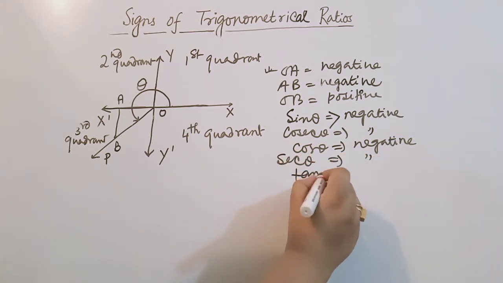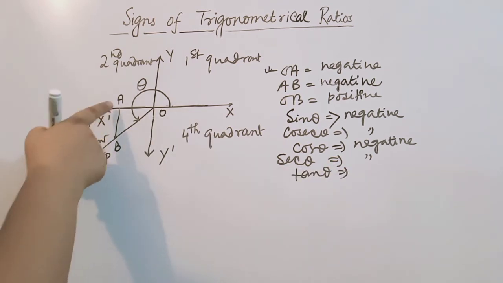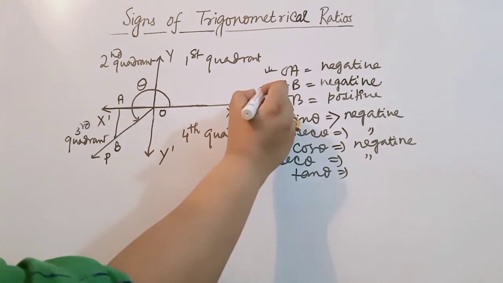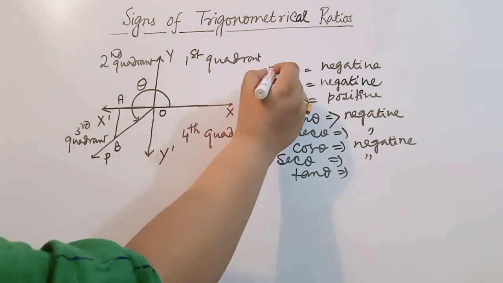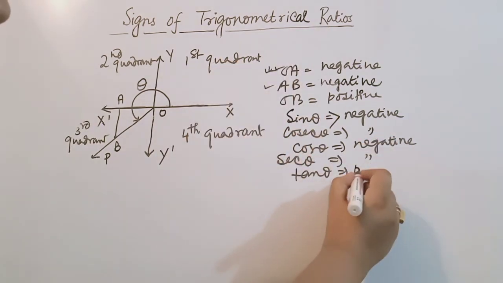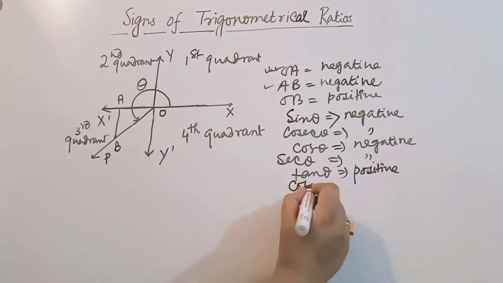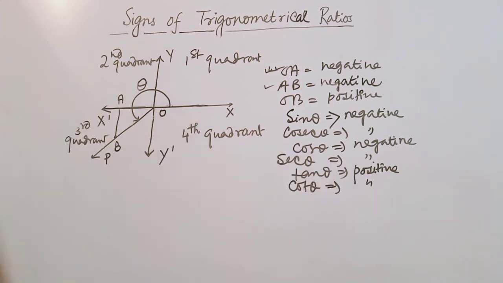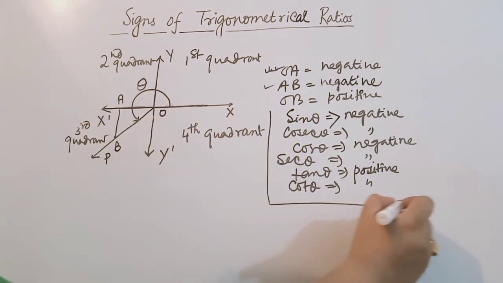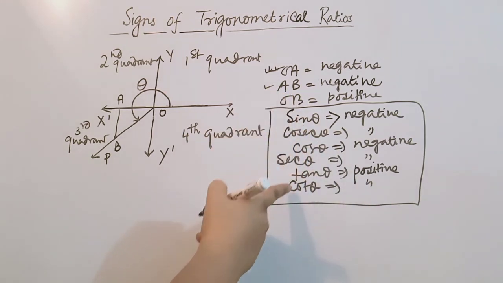Now if we consider tangent of angle theta, it is perpendicular by base. Now look students, AB is negative and OA is also negative. So negative by negative gives us positive. So tan theta will be positive, and so cot theta will also be positive. So here we find when OP is in the third quadrant, then sine theta, cosec theta, cos theta, sec theta all are negative, but tan theta and cot theta are positive.